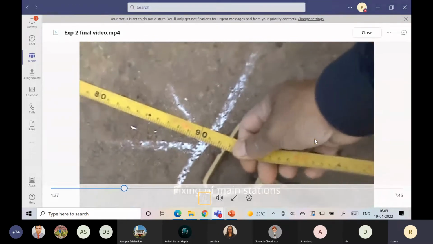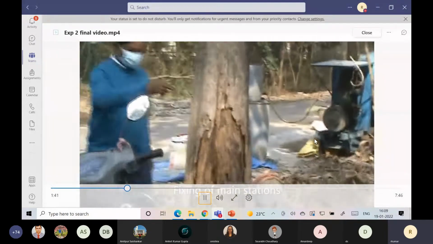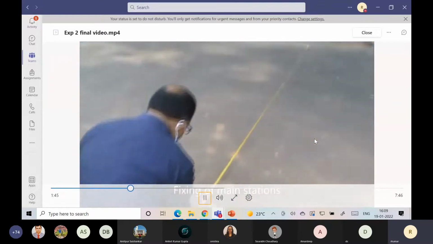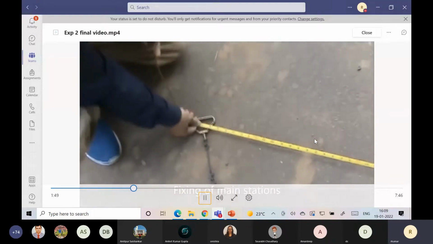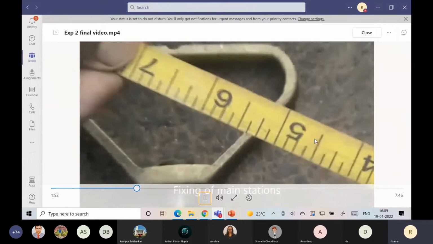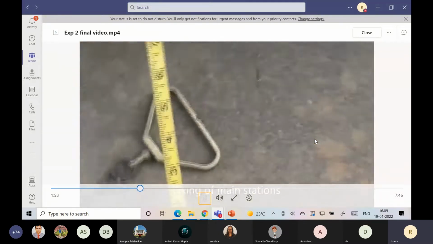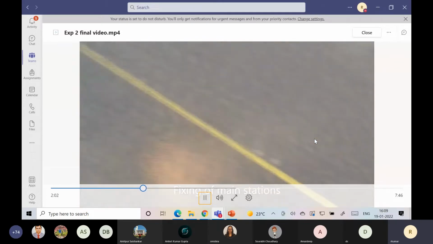We want minimum 3. So this is from the tree we are fixing, and here we are taking another tree to fix it, fixing station A. It is our main station. This is only for demonstration purposes. We want to show you how you have to do it.